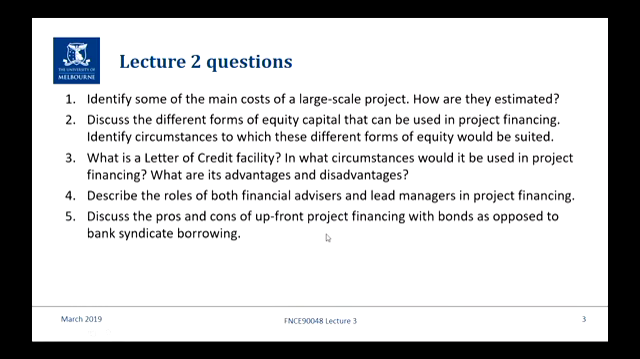Pros and cons of upfront project financing with bonds as opposed to bank syndicate borrowing. So what are the things that make bonds seem good? What are the aspects? Interest rate, fixed and low. I mean, when you're talking project financing, you're talking hundreds of millions of dollars. That's a good enough reason itself, isn't it? Interest rate, fixed and low. What else?